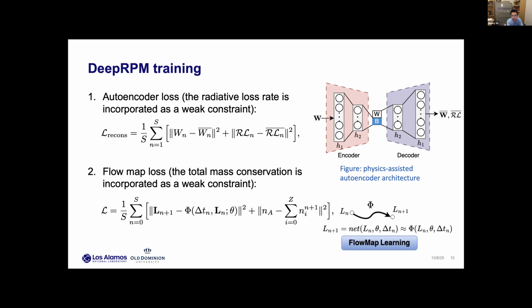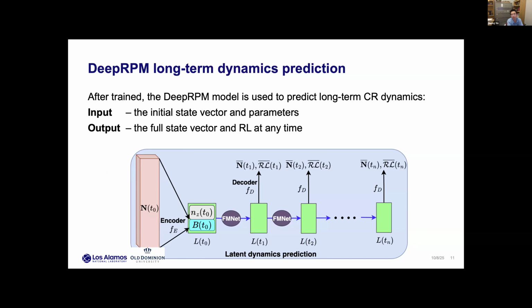In the training, we also enforce some constraints. One is the radiative loss rate, because we want to ensure that our neural network model is able to predict the radiative power, the radiative cooling rate. Another is that we enforce total mass conservation as a weight constraint in the loss function. That's in the training stage. In the dynamics prediction stage, we apply the autoregressive model. We input the initial condition to the model, and then the model iteratively predicts the whole dynamics, the whole trajectory of the system.